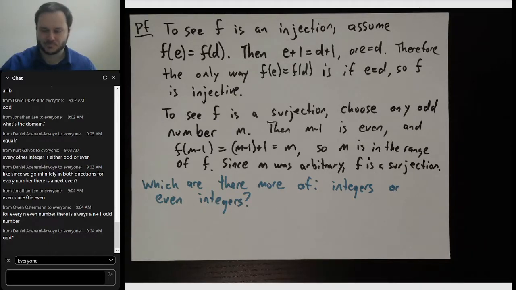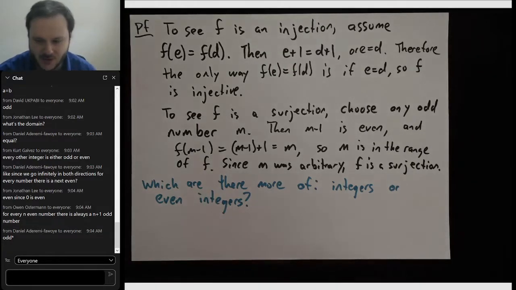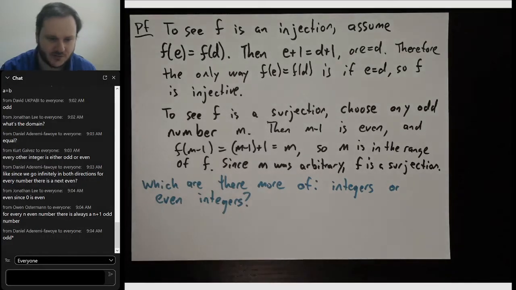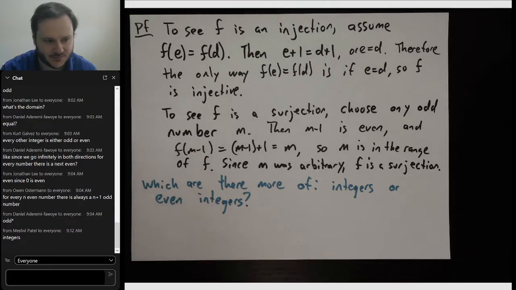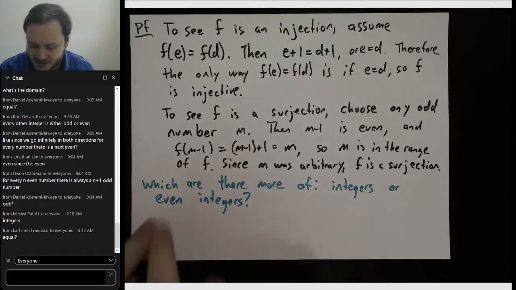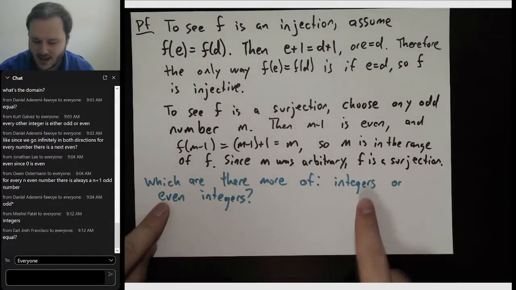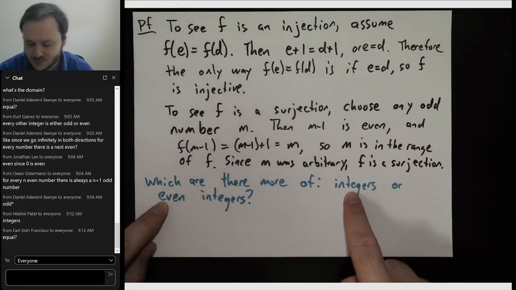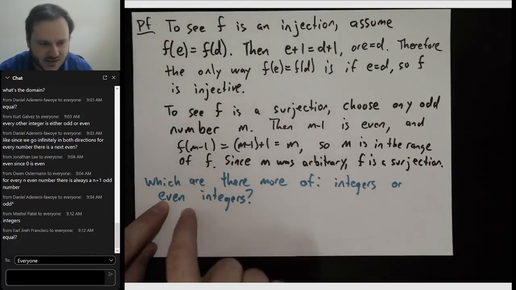Okay. Let's gather back around, refocus. Which are there more of? Integers in total or just even integers? Very confidently, integers. Right? There must be more integers because this is a subset of this. Every even integer is an integer, but not every integer is an even integer.